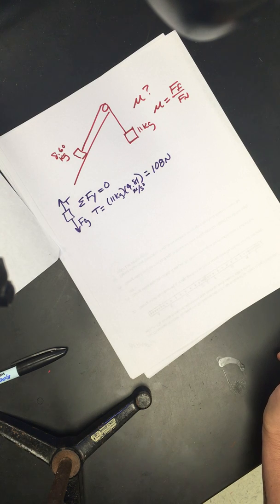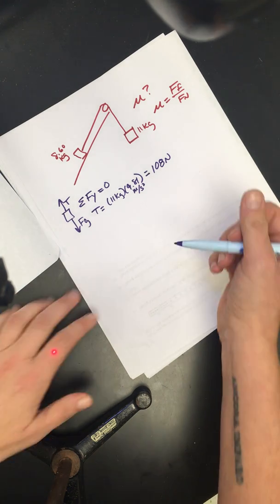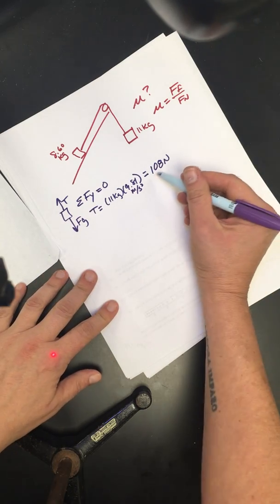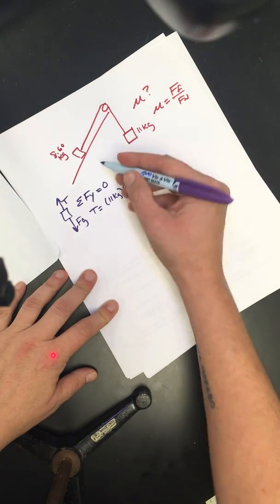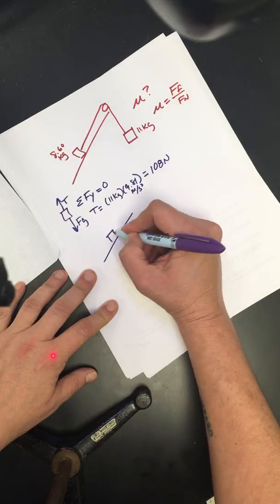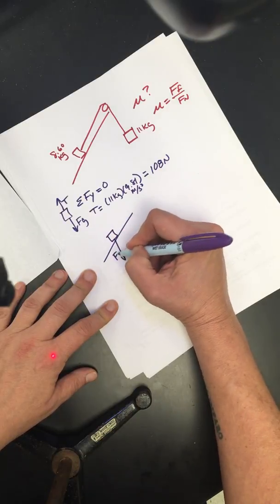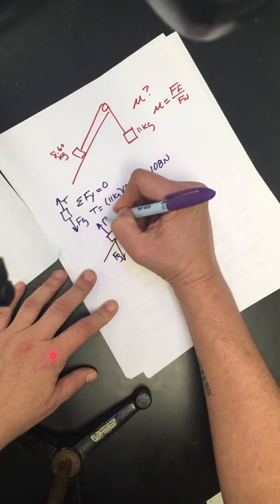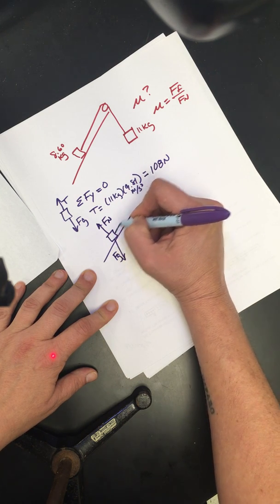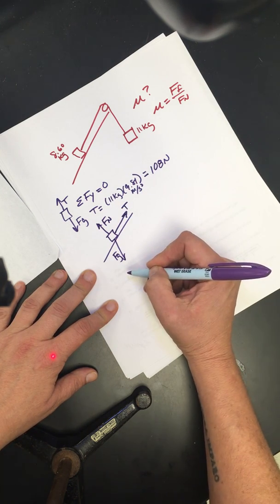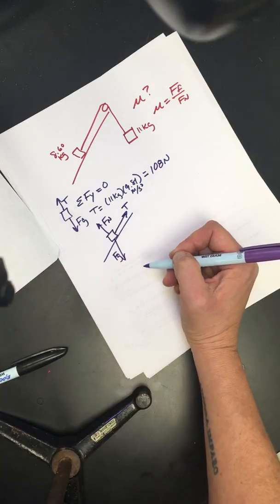I always round things to the whole number. I just do when it comes to forces. It's not the most accurate, but it serves me pretty well. All right, so there's my tension. Now for my object on the incline, I've got gravity trying to go straight down. I've got normal force perpendicular to the surface. I've got tension going up the plane, and I have friction.